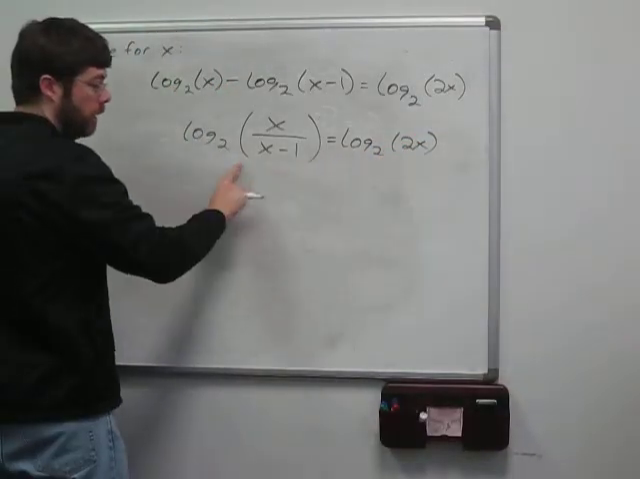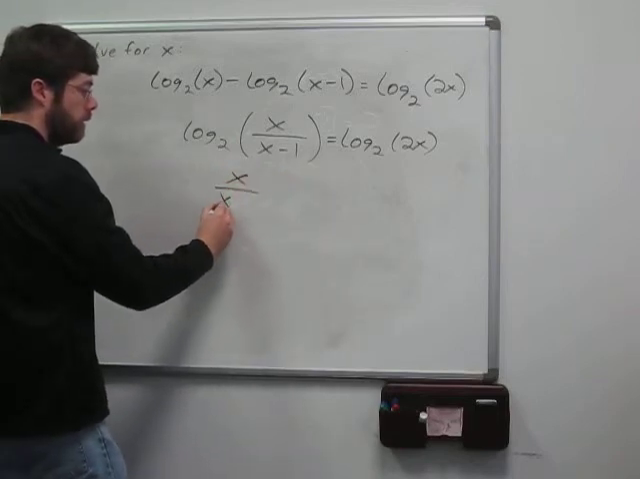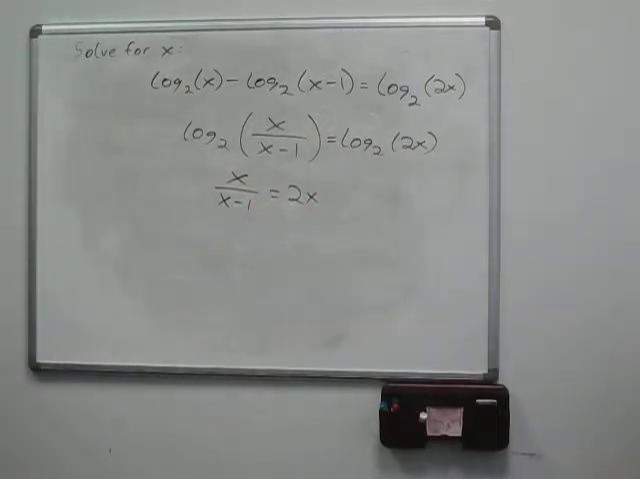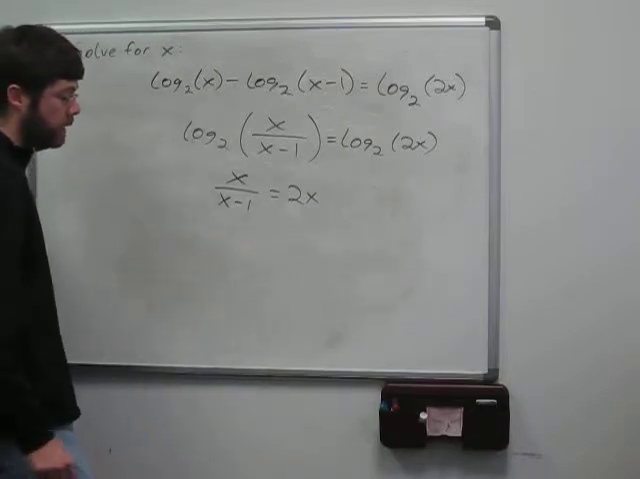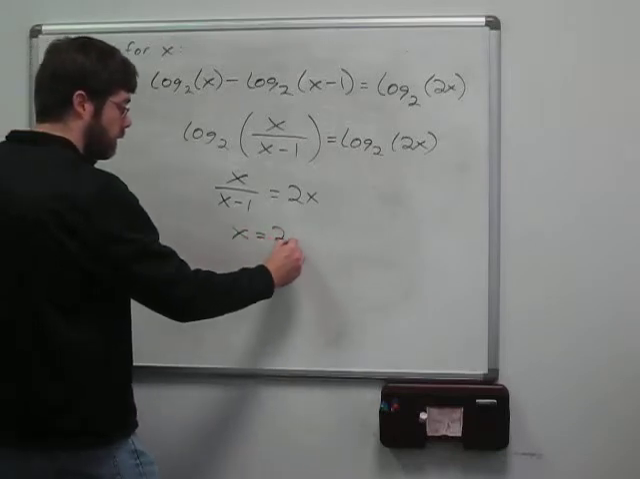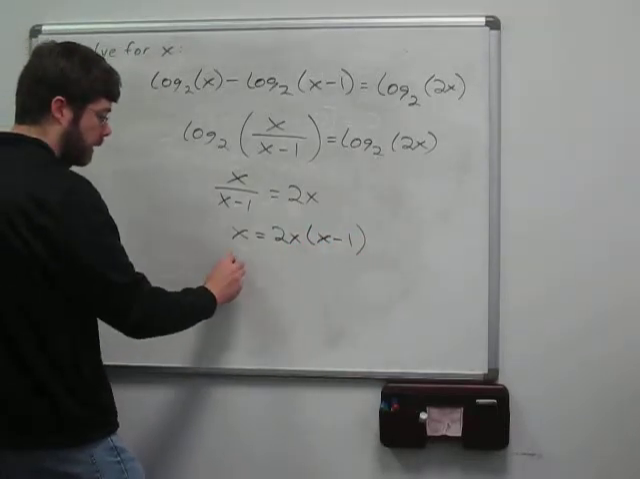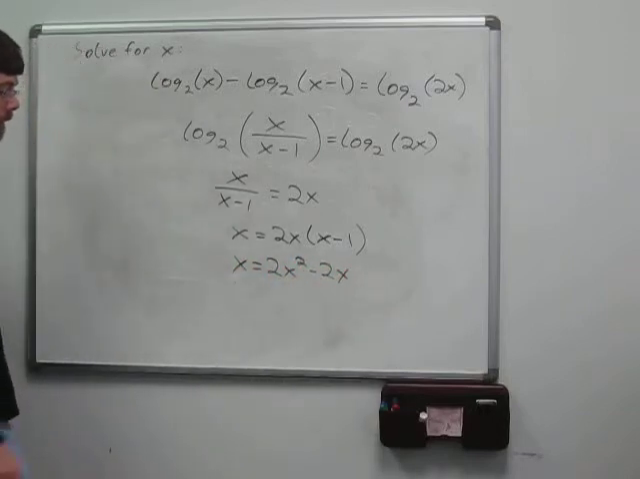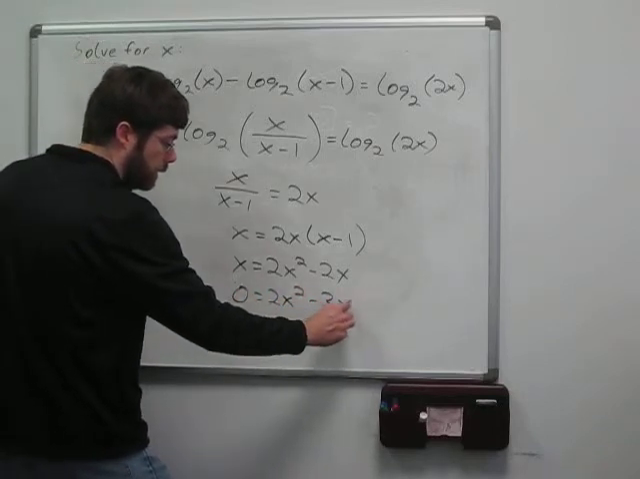So I have two single logarithms of base 2 equal to each other. Their arguments must be the same. So x divided by x minus 1 must be equal to 2x. This is a rational equation. If we want to solve this for x, multiply both sides by x minus 1. Distribute the 2x. And subtract the x over to get a quadratic set equal to 0.